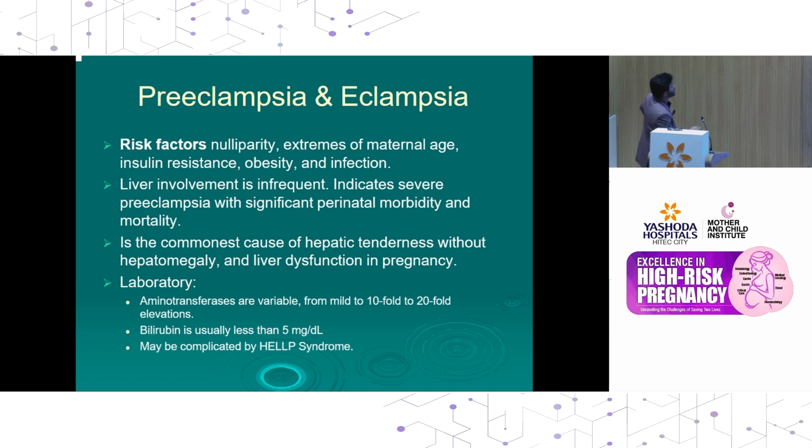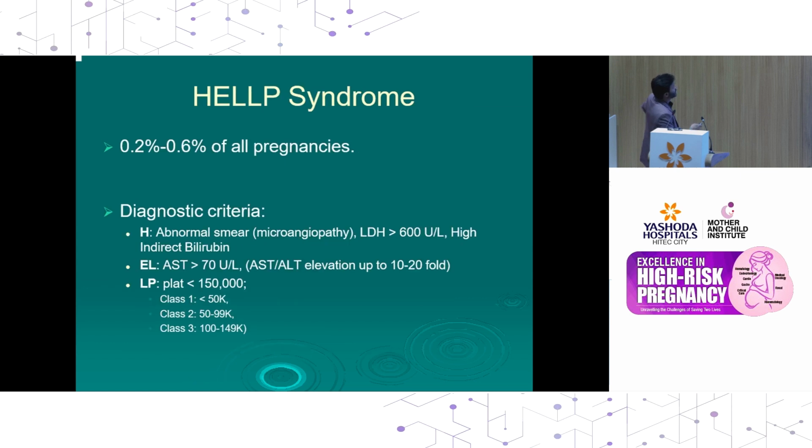So yeah, preeclampsia is generally seen in people who are nulliparous and also with extremes of maternal age. And if they are small size mothers, they are at risk of developing these issues. And obviously, as I mentioned here, transaminases can be elevated with bilirubin being elevated as well. But most often we see that with the HELLP syndrome.